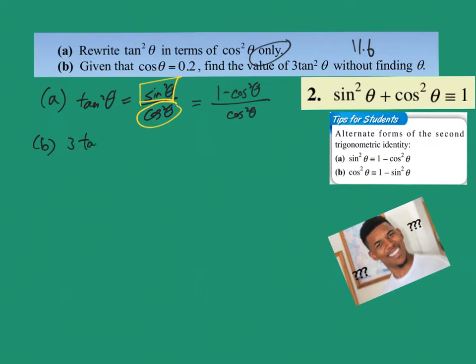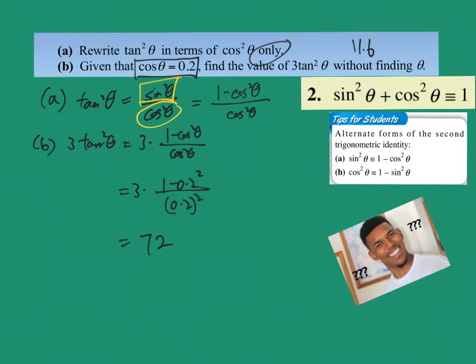Let's see. We want to find out the value of 3 tangent square theta. And in part A, we got tangent square theta equals 1 minus cosine square over cosine square. Then I just copy it. Now, given that cosine theta equals 0.2, simply by substitution, just put 0.2 into cosine theta, and remember to square them. And then by using the calculator, you can get the value 72. Done.